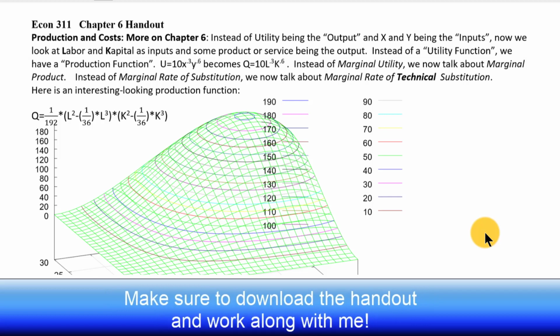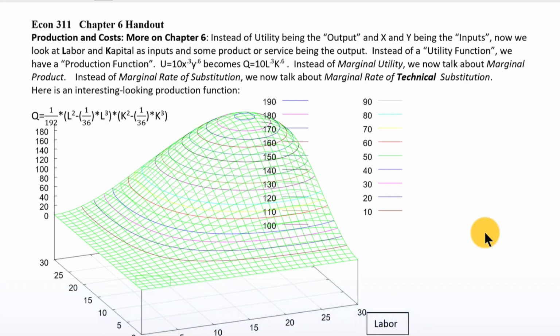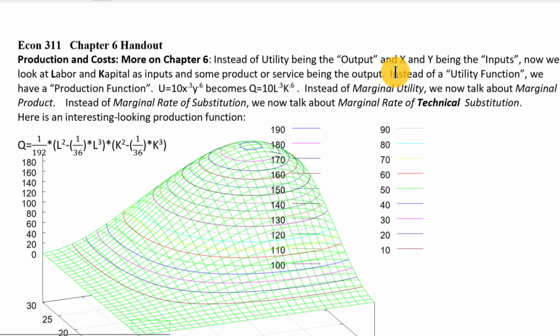All right, let's dive into the formal material that we'll see in Chapter 6 of our Perloff Microeconomics book. In our little intro to what we're going to be doing differently now, we talked a little bit about how when we're moving from utility functions into production functions, instead of talking about goods X and Y being the inputs to create utility, now we're talking about labor and capital.